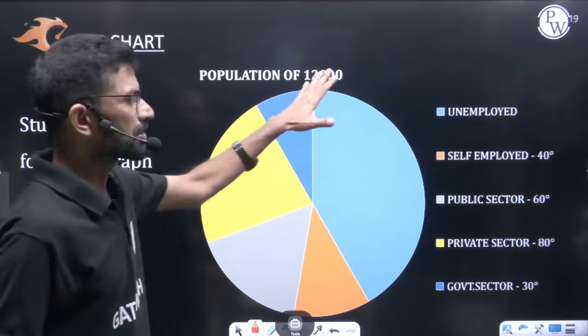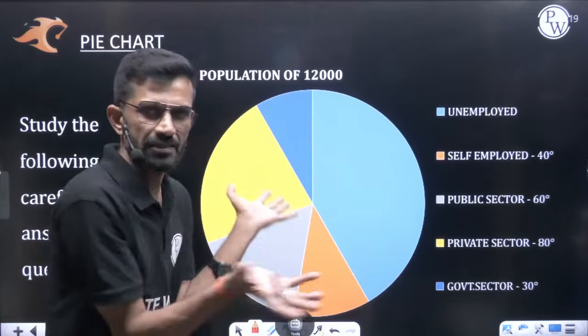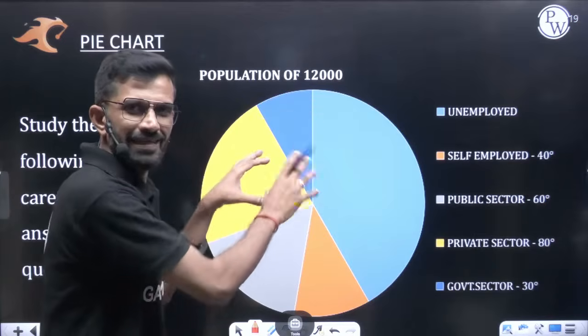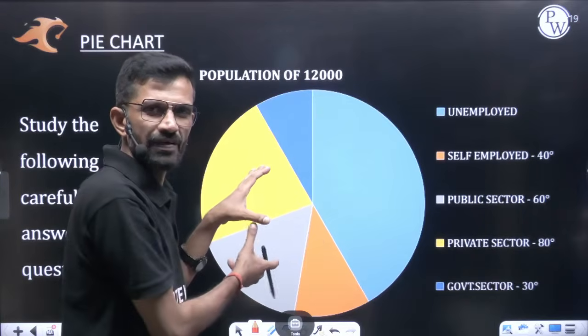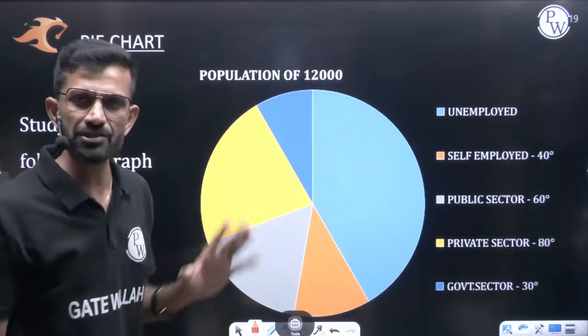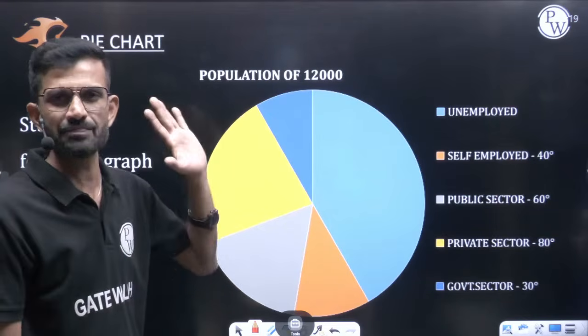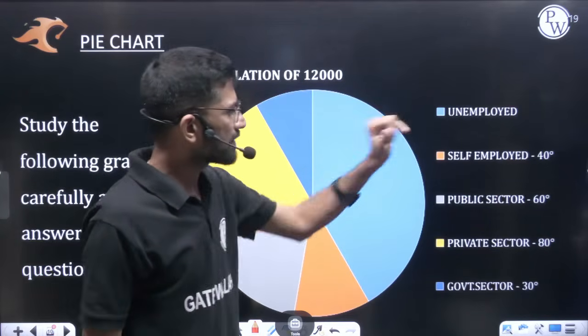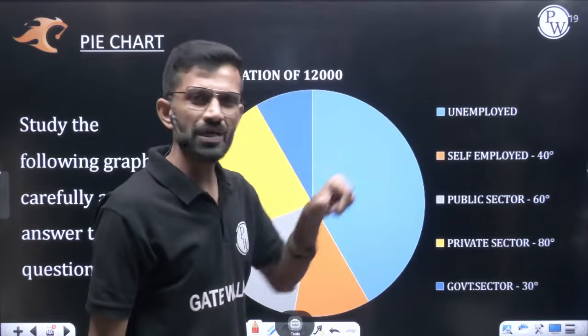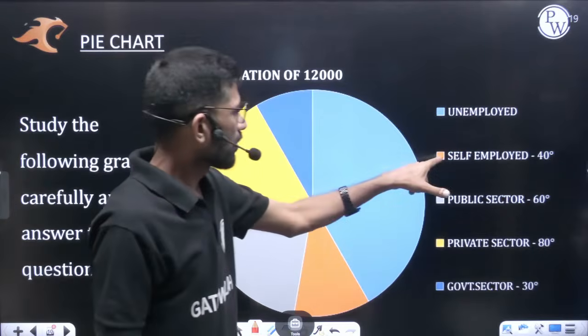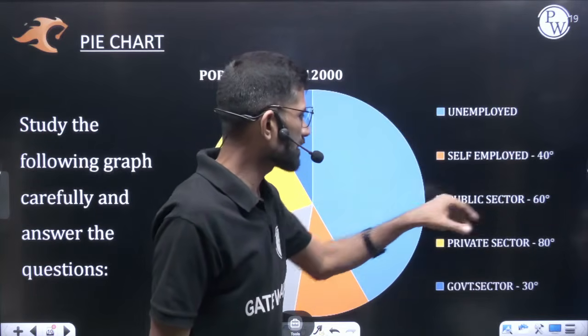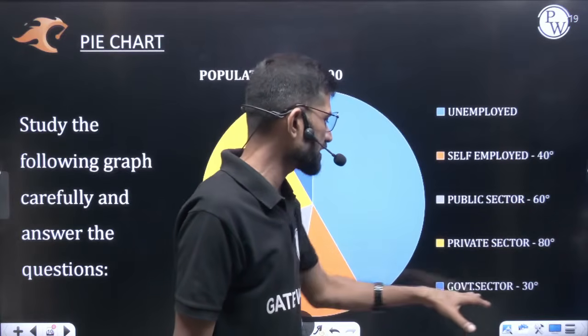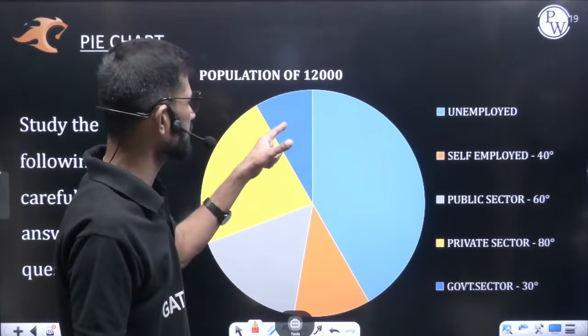In this, a population of 12,000, what they have given, population we don't know, but some circle, and that circle is divided into different sectors, different colors they have given. Population of 12,000 they are representing in this pie chart. Further, you can find on the side they have given light blue color is unemployed, orange color is self-employed, grey color is public sector, yellow color is private sector, and deep blue color is the government sector.